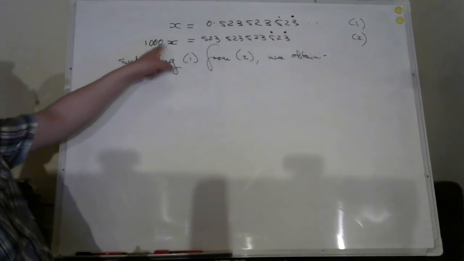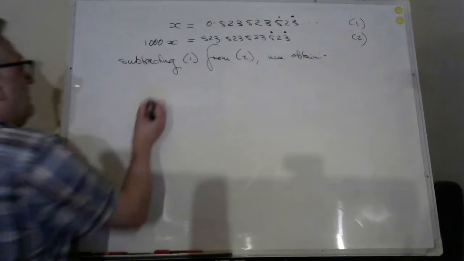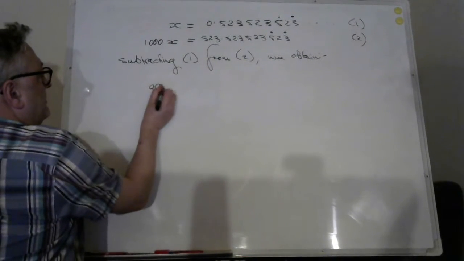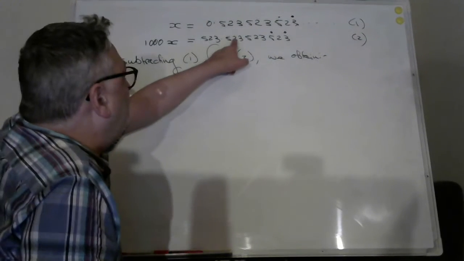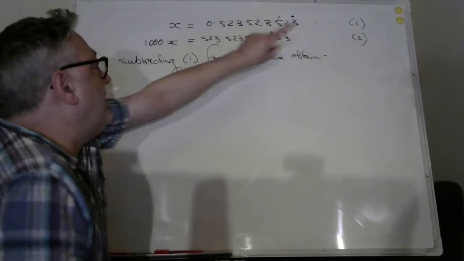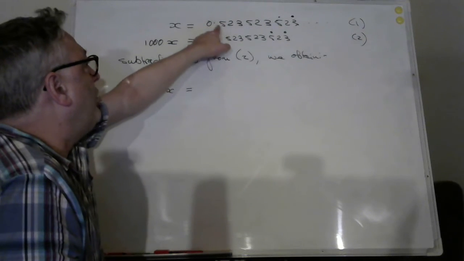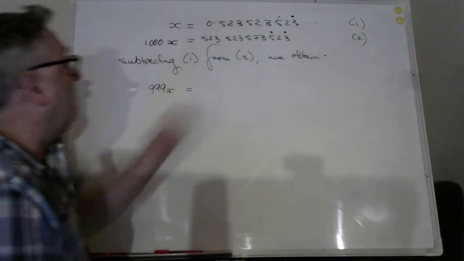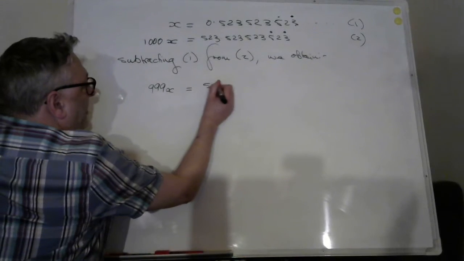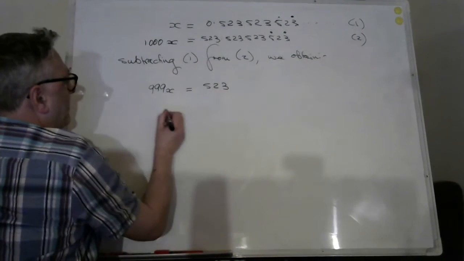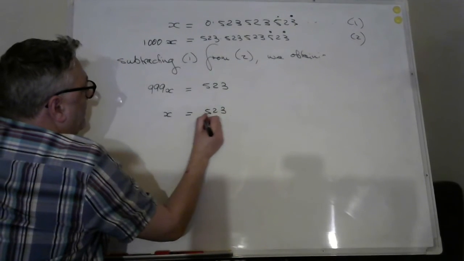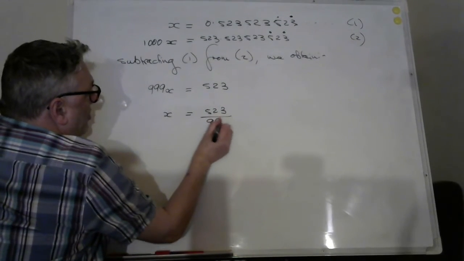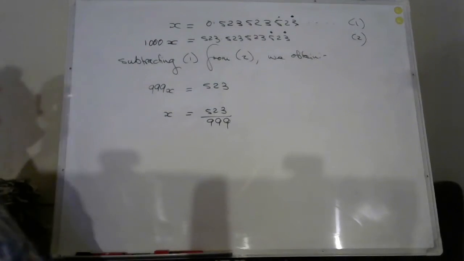well, 1,000x minus x is 999x, and 523.523 recurring minus 0.523 recurring is just equal to 523. So x is equal to 523 over 999. And I'm just wondering if that can be cancelled down anymore.